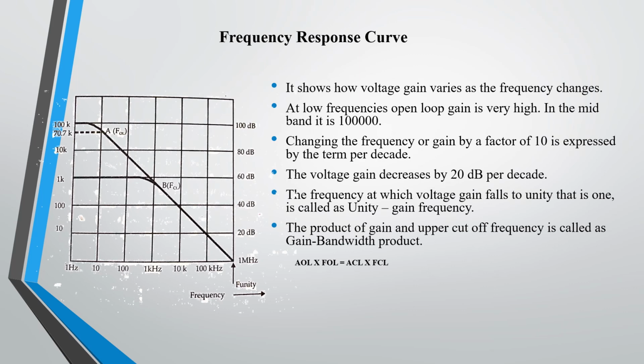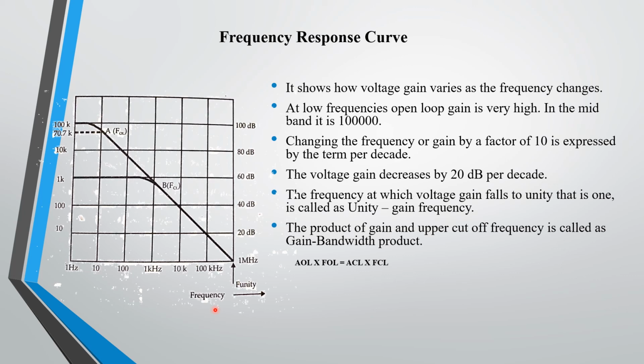Now the frequency response curve. As shown in this diagram, there are two curves, one is open loop gain and another one is closed loop gain. Whenever the loop is open, the gain is very high. Whenever the loop is closed, the gain is low. So this shows how the voltage gain varies with respect to frequency.